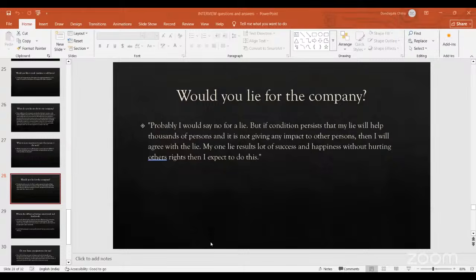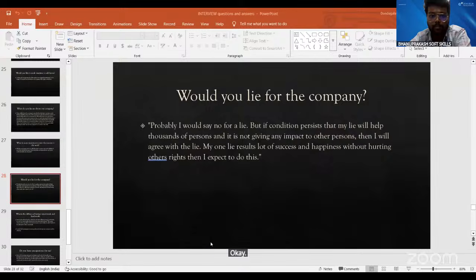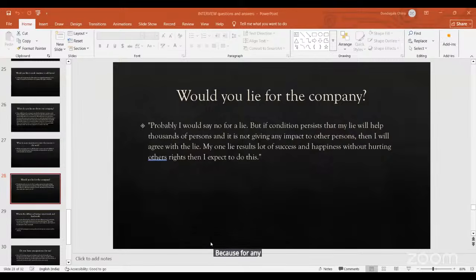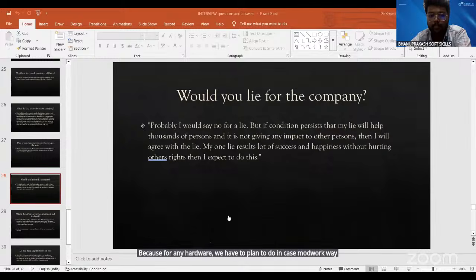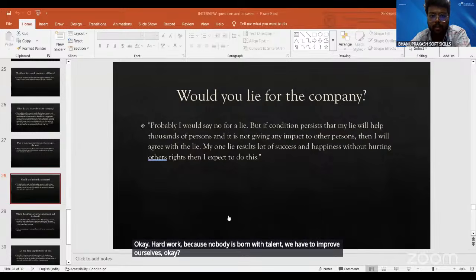Smart work is better, sir. Because for any hard work, we have to plan it to do in a smart way. Anything else? Nothing, sir. Thank you. Okay. Hard work, because nobody is born with talent. We have to improve ourselves. Okay. Based on the work, I will decide whether to choose hard work or smart work.